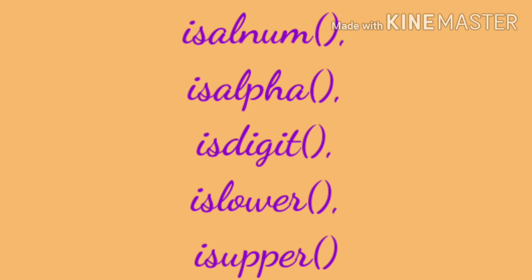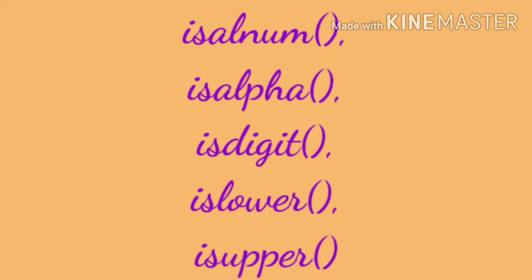Next one is isalpha. This function is used to check whether the given character is an alphabet or not. If the given character is an alphabet, it returns the value 1, otherwise it returns the value 0. The next predefined function is isdigit, which checks whether the given value is a number or not. If the given character is a number, it returns the value 1, otherwise it returns the value 0.